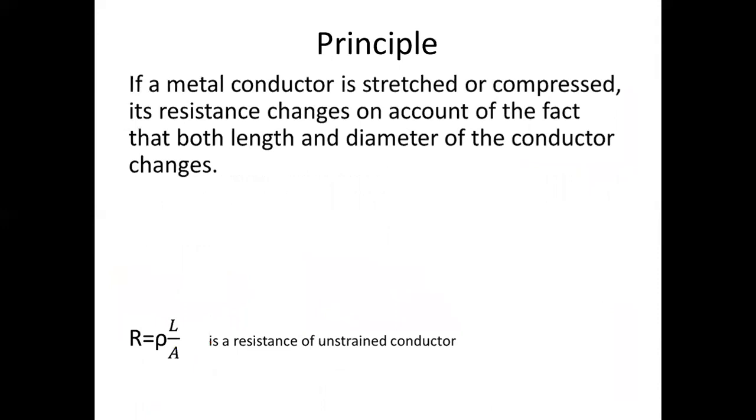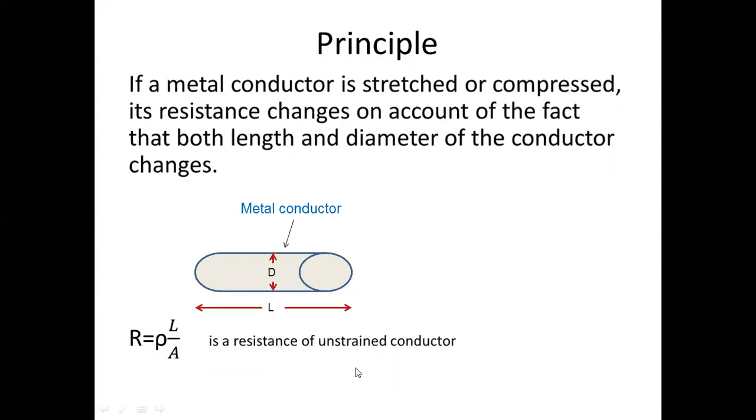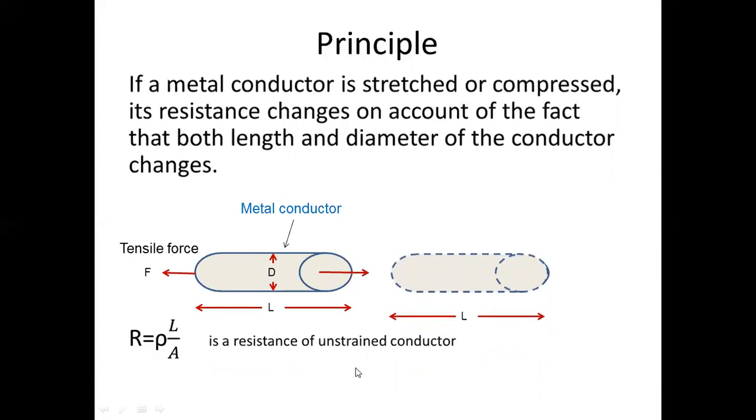Now, what is the principle? Let us take a metal conductor. Let us suppose the metal conductor is stretched or compressed. Its resistance changes on account of the fact that both length and diameter of the conductor change. If a tensile force is applied, then the length increases and the diameter decreases, and vice versa. And we know the relation R equals rho L by A. So it's a metal conductor having length L and diameter D; a tensile force is applied and the length changes by delta L.